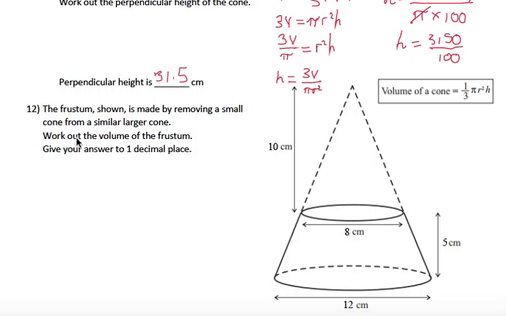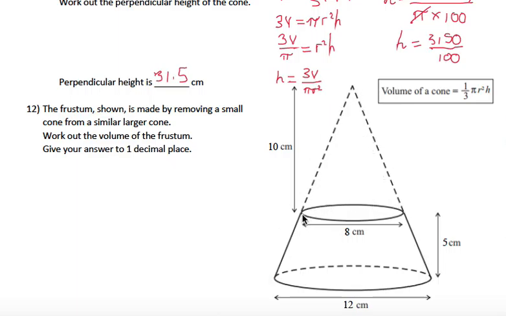The last question on the test, we have to work out the volume of a frustum, and it tells you quite nicely in the question that a frustum is made by removing a small cone from a similar larger cone. And this word similar is not just used randomly just to say that it looks like it. In maths, similar means that these two triangles share the same proportions, so they've got the same angles but not the same side lengths, this smaller cone and the overall larger cone.